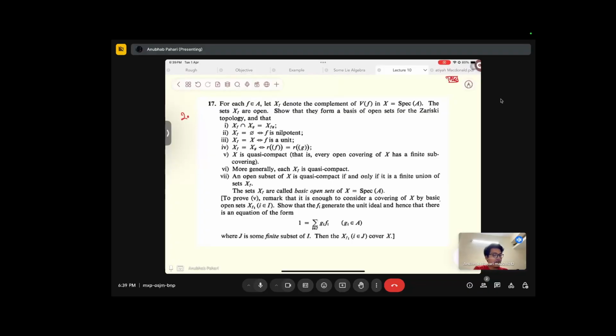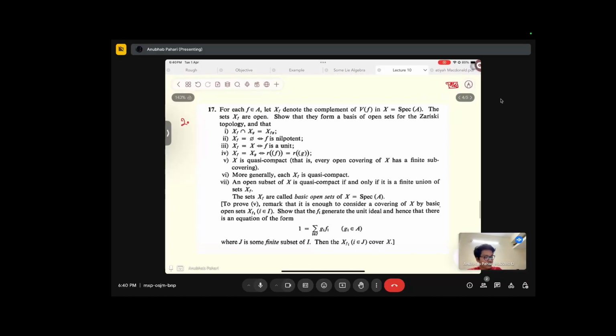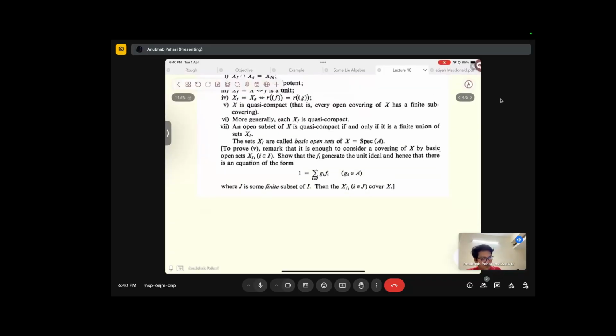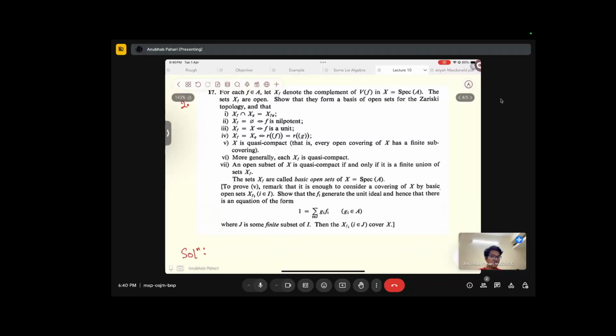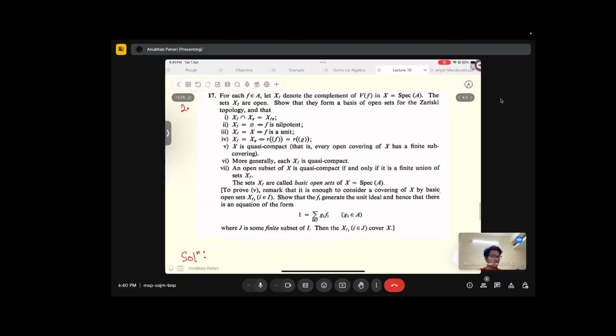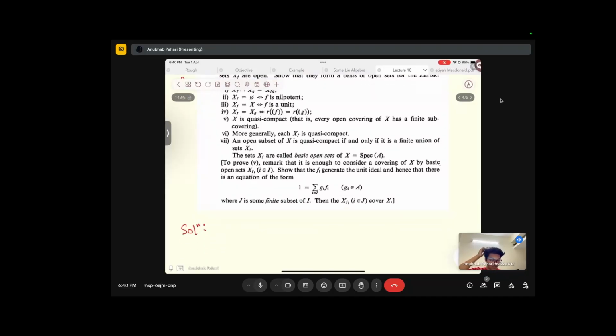Okay. Now we'll be seeing an interesting result from this. I hope you are now familiar with this question as of now. Solution. For an element f of A, X_f denotes the complement of V(f) in X, that I have told you earlier in the Spec case. So these are all open sets. I think I have used this result also, that the X_f are the basic open sets. Sorry, I did not prove this earlier.